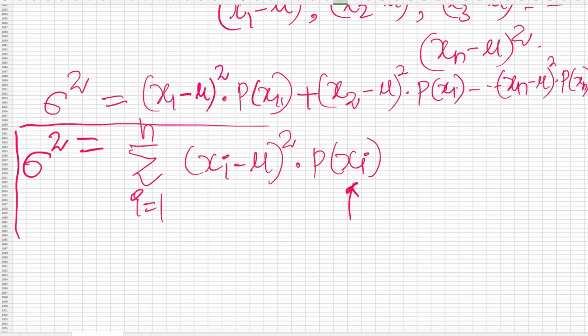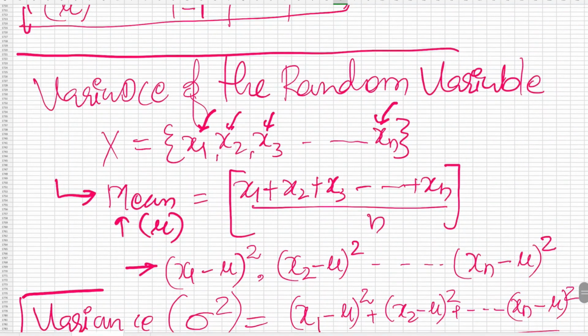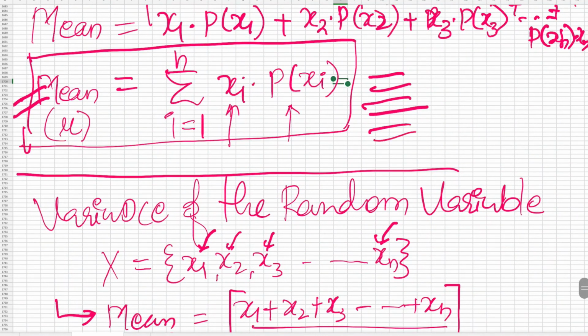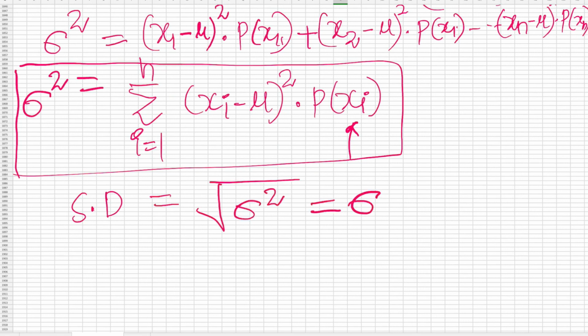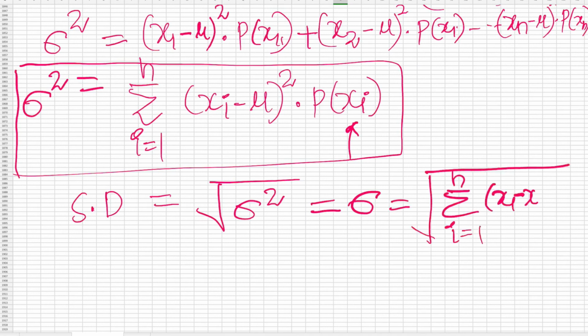So this is the formula for variance, and this is the formula for the mean of the data set which we have. Now, how do we calculate standard deviation? Standard deviation, we call it SD. Once again, the standard deviation is the square root of the variance, which becomes sigma, and finally it would be the square root of the sum from i equals 1 to n of (xi minus mu) square multiplied by P(xi).